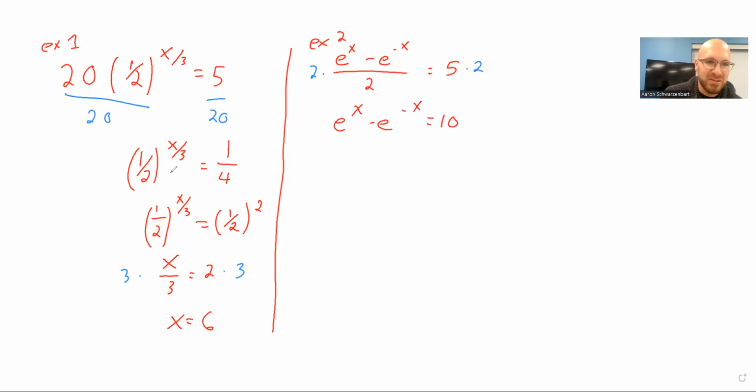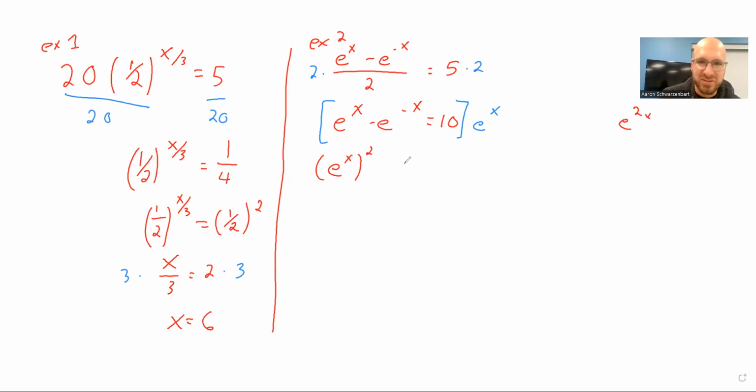Now comes a little trick. The trick is I'm going to multiply everything by e to the x. The reason I want to do that is I don't want this e to the negative x. I don't like it, it's not helpful. So this is going to get me e to the positive x. So e to the x times e to the x is e to the x squared. You might see it written like this, e to the 2x.